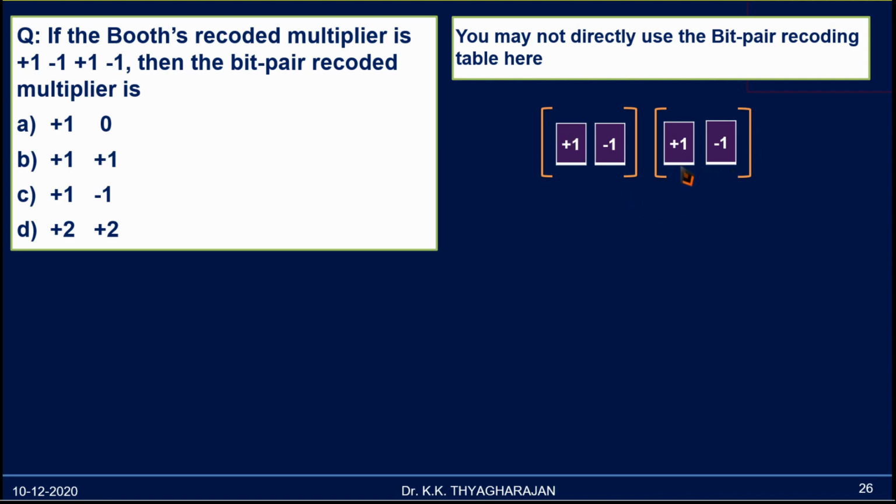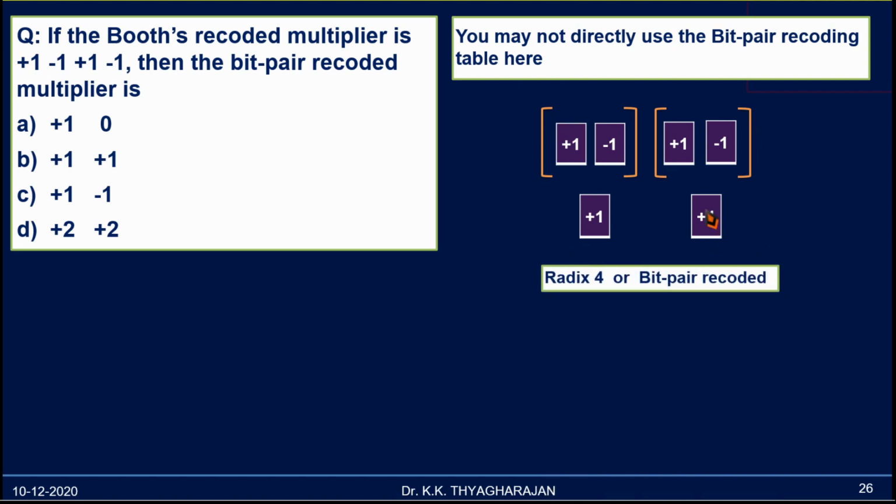Now, based on these position values, you have to combine these two bits. So, the value for this bit is 1 into 2. The value for this bit is minus 1 into 1. So, plus 2 minus 1, you will get plus 1. Similarly, here you have 1 into 2, the position value is 2, 1 into 2, then minus 1 into 1, minus 1. So 2 minus 1 is plus 1. Now, these two values are the bit pair recoded value.